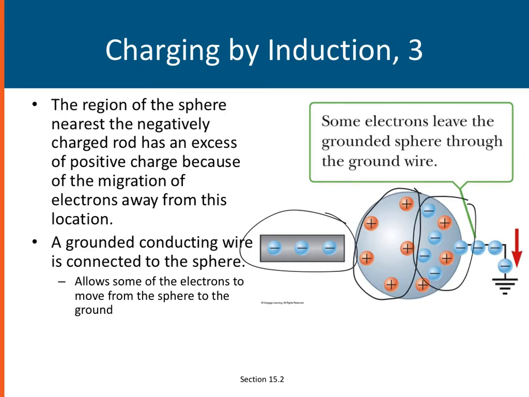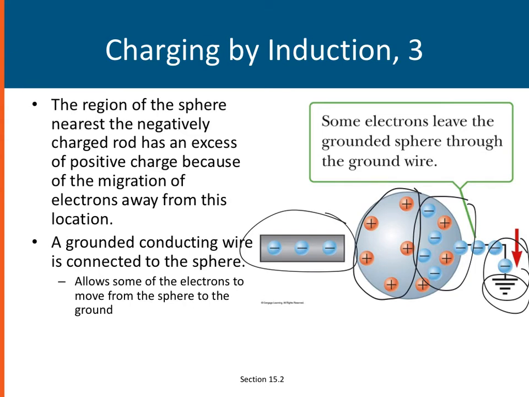And so then we connect a grounding wire. So that's what this thing is doing. This symbol always means ground. A grounding wire to that side where all the negative charges are. And so some of them will start to move down that wire and go to the earth. And so the sphere starts to lose some of its negative charge. The only reason the negative ones go is because they're being repelled by the negative rubber rod.